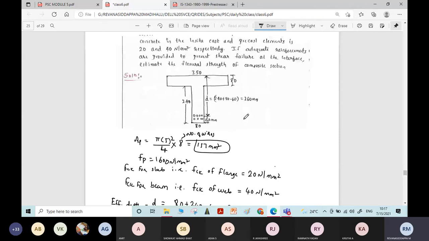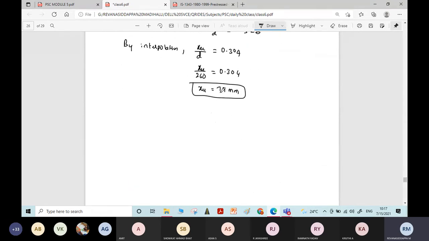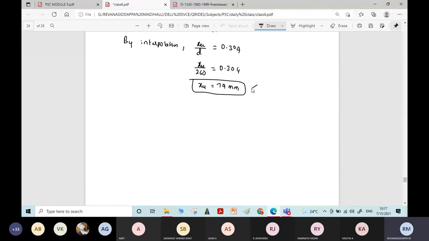You just check the depth of flange. Depth of flange is 80 mm, but the neutral axis lies at a distance of 79 mm from the top fiber. Therefore, the neutral axis lies within the flange. Our assumption is correct. Here you can write: which is less than 80 mm, that is the depth of flange. Hence, neutral axis lies within flange. Our assumption is correct.